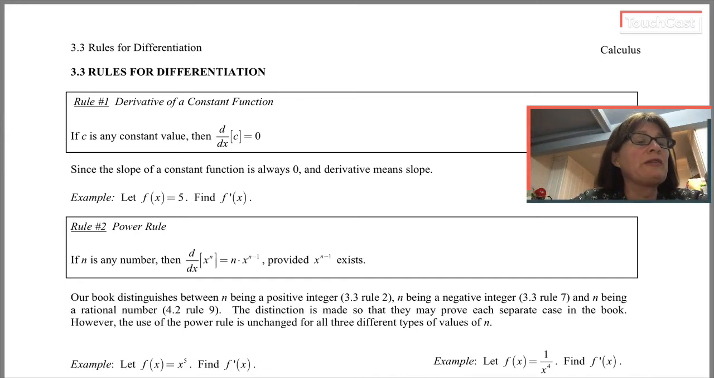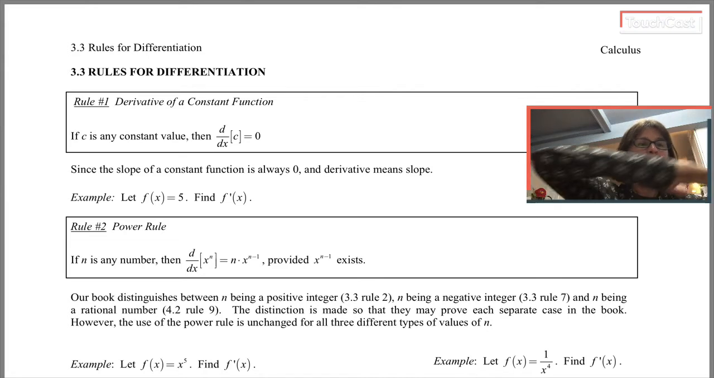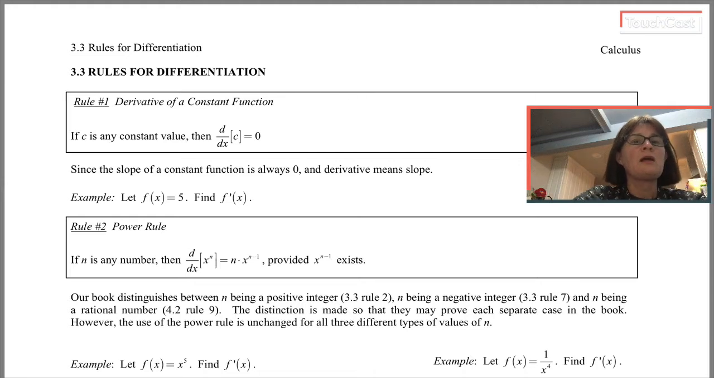The derivative of a constant function. If you think of the graph of a constant function, which should have been the first page in your functions booklet, right? It's a horizontal graph. And if a derivative is slope, and the slope of a horizontal graph is 0, then the derivative of any constant must be 0. So that's our first rule.